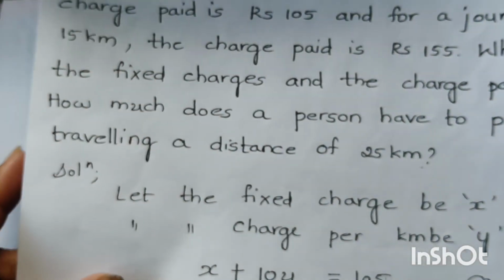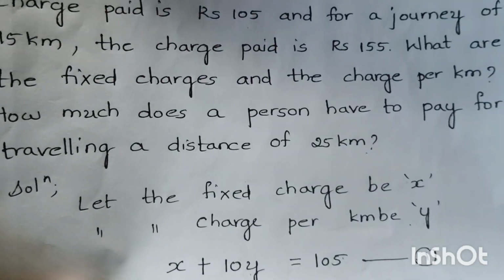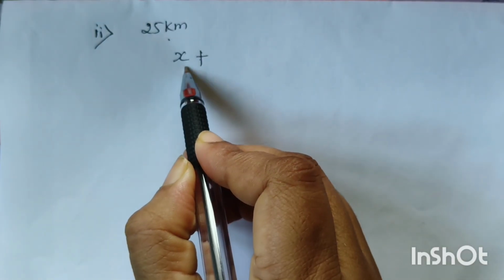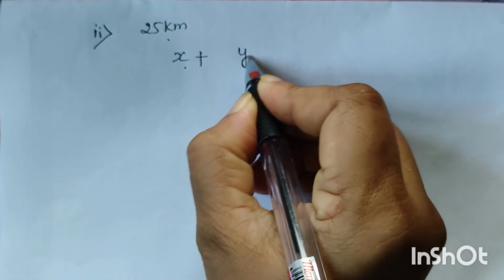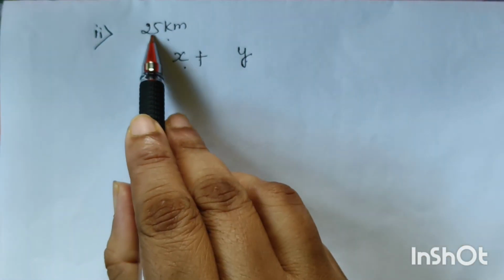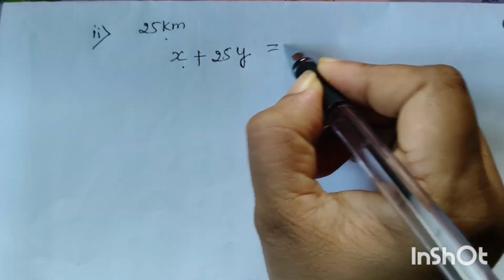Now let us solve the second part of the question. How much does a person have to pay for travelling a distance of 25 kilometers? See here, the second part of the question is how much he has to pay to travel 25 kilometers. He has to pay the fixed charge. We have taken it as x, and the charge per kilometer we have taken as y. The meaning of y is nothing but the charge per 1 kilometer. But here he travels 25 kilometers. Therefore, it will become 25 into y is equal to how much?